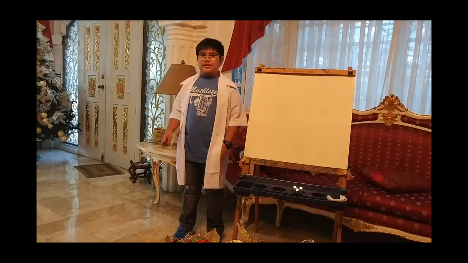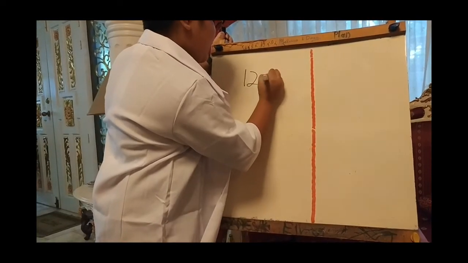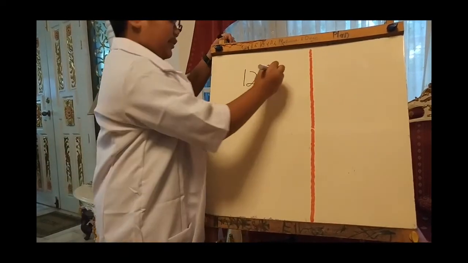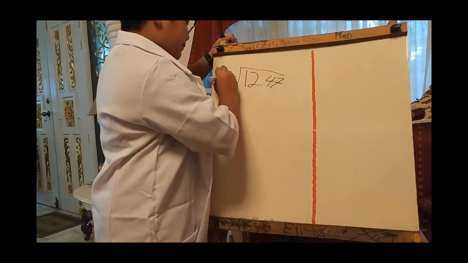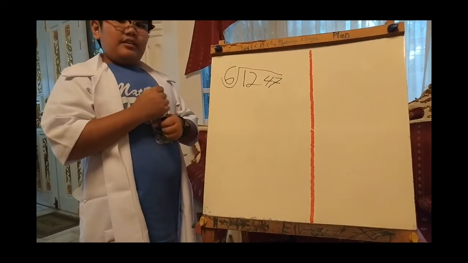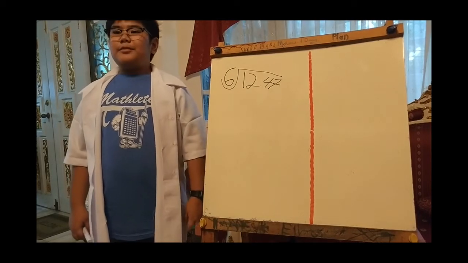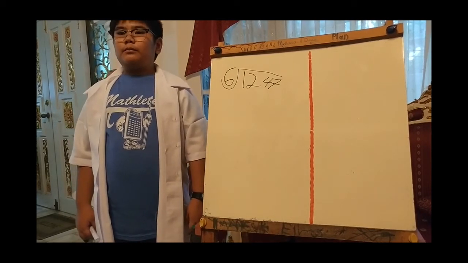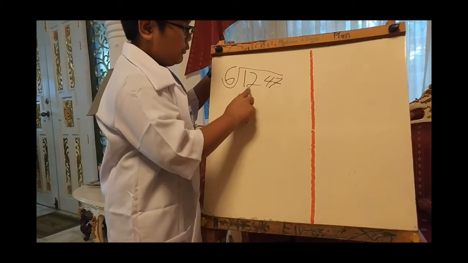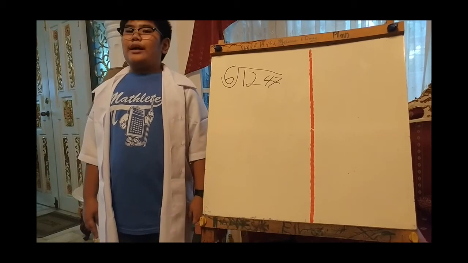1,247 divided by 6. This is our dividend, 1,247, divided by 6, our divisor. First, let us look at the thousands place digit, which is 1. How many 6's are there in 1? None. So, we proceed to 12. How many 6's are there in 12?